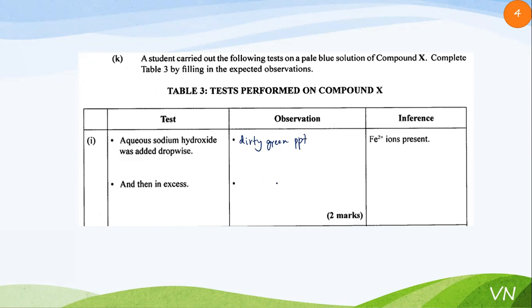Now, when we add sodium hydroxide in excess, what is going to happen is that the precipitate is insoluble in excess. All right, so these would have been the two observations. First of all, that we have a dirty green precipitate forming, and then we have that the precipitate is insoluble in excess.